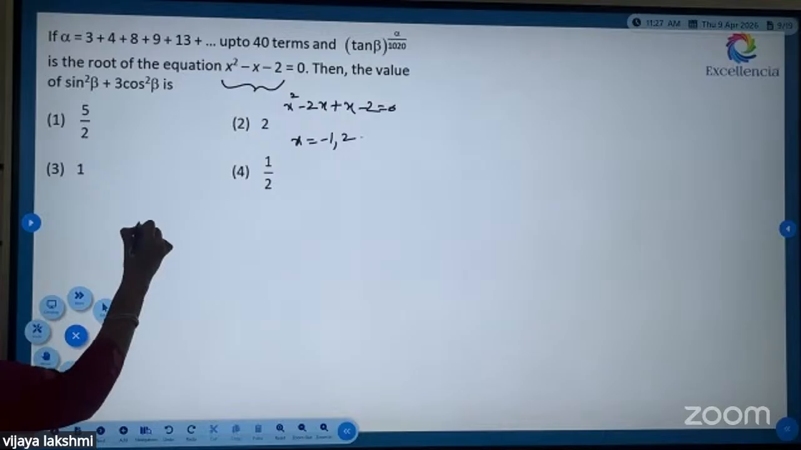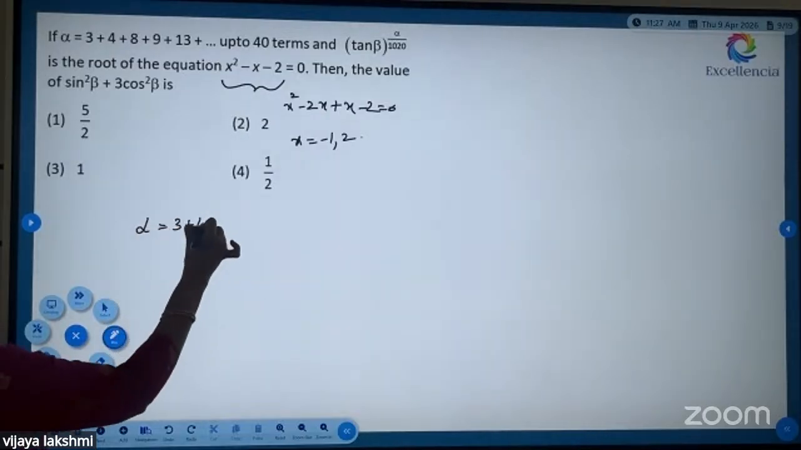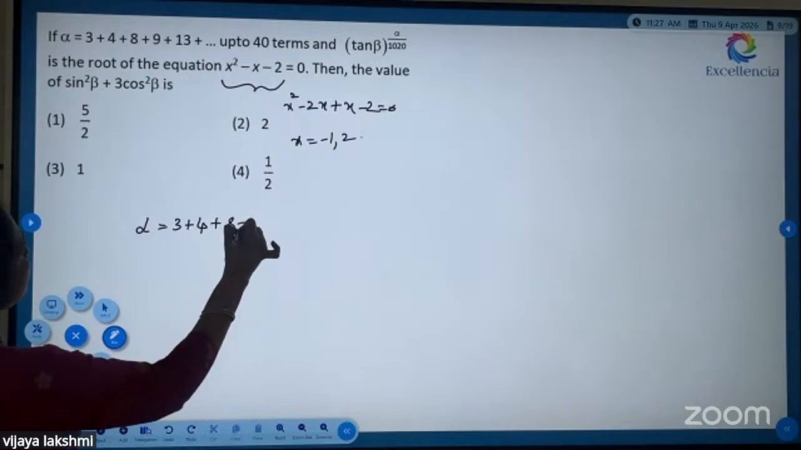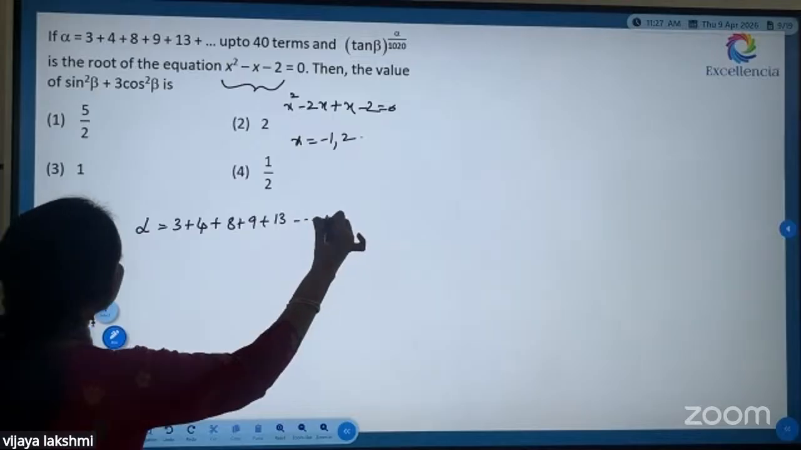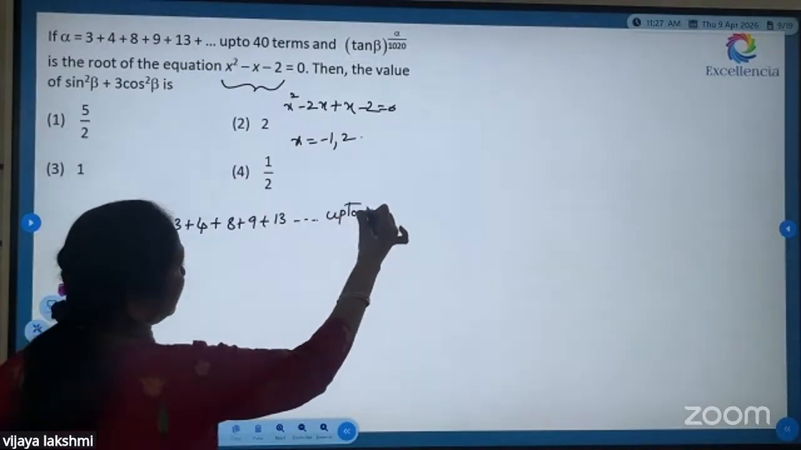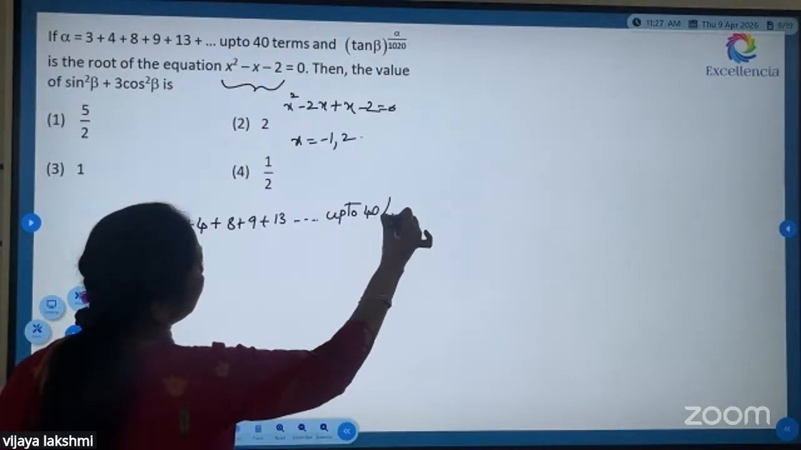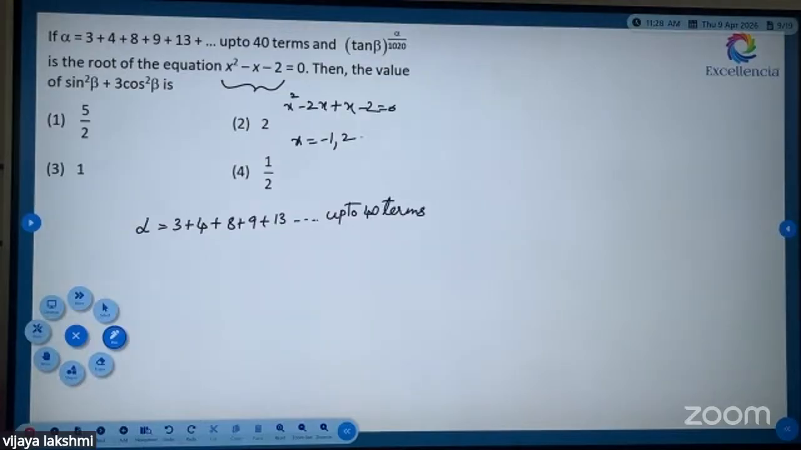Now I am going to take the other form. What is given? 3 plus 4 plus 8 plus 9 plus 13, and so on up to 40 terms. If you observe this, only if you get the idea of writing the series, the remaining part of the sum is not at all difficult.